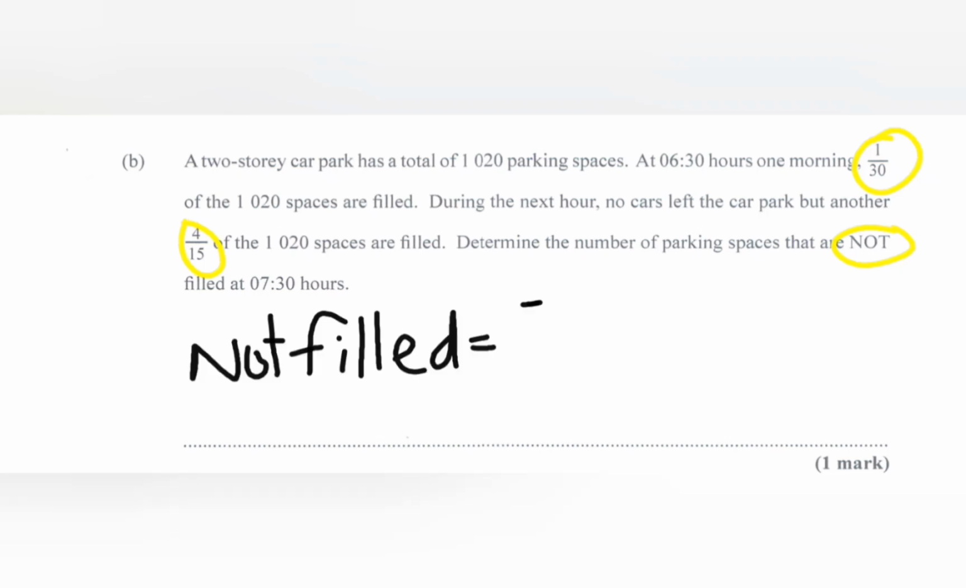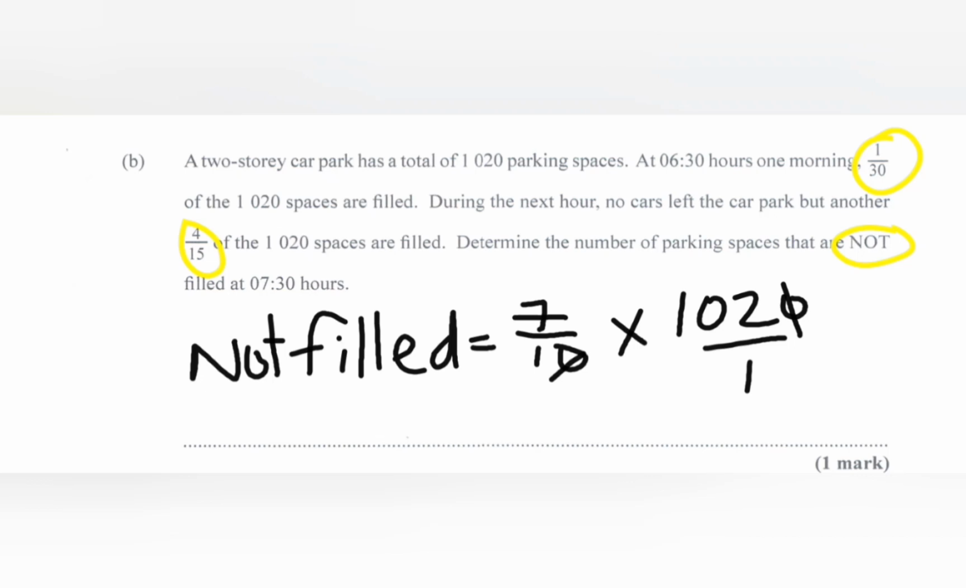So the parking spaces that were not filled will be calculated by the fraction 7 out of 10, and we're going to multiply that by 1020 over 1. We can divide both by 10, so 10 into itself 1, and into 1020 102 times. To calculate our final answer, we just need to multiply 7 times 102, and that will give us 714.